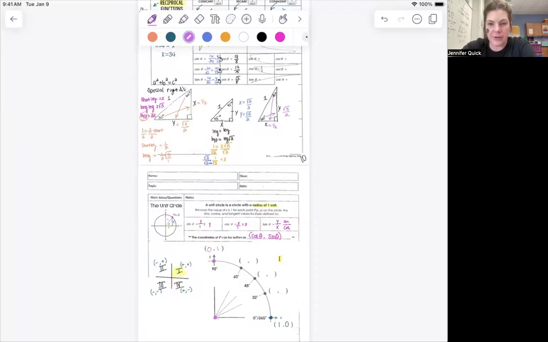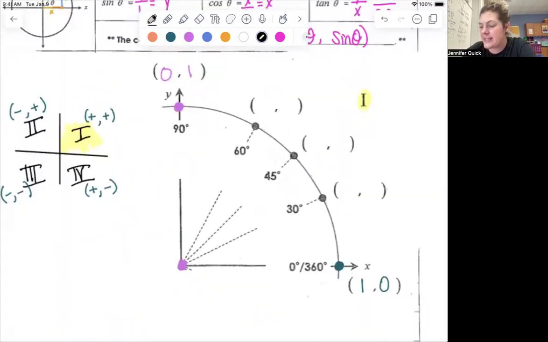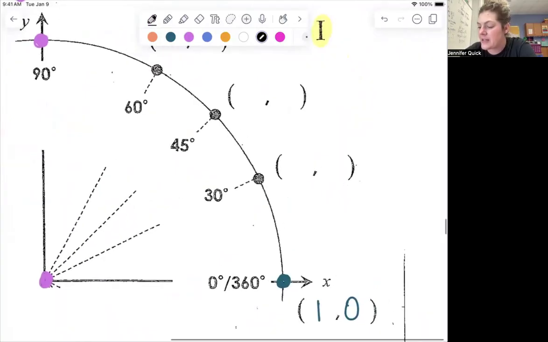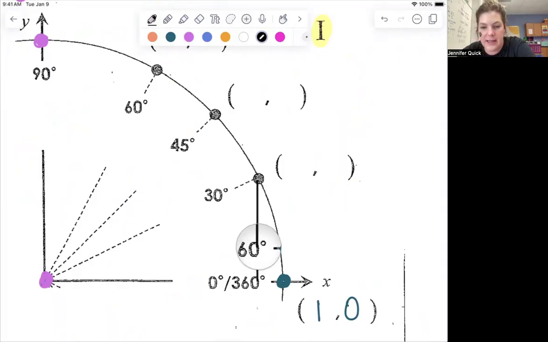So what we're going to do now is take these triangles that I created up here and place them inside the unit circle. This is the first triangle that we're going to look at. Okay, it's the 30, 60, 90. So what I want you to look at is we've got this 30-degree angle right here. We've got a triangle right there.